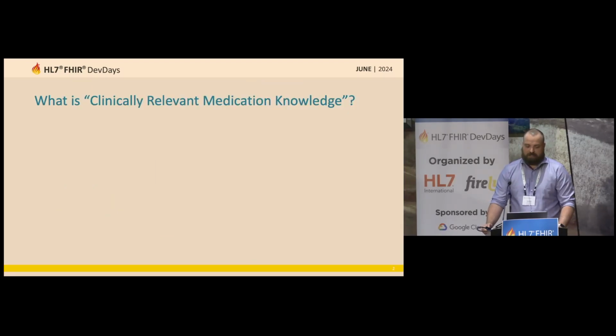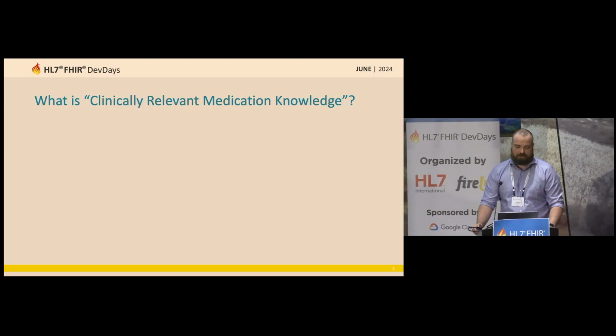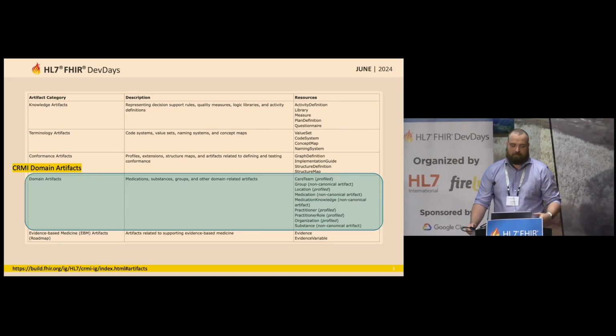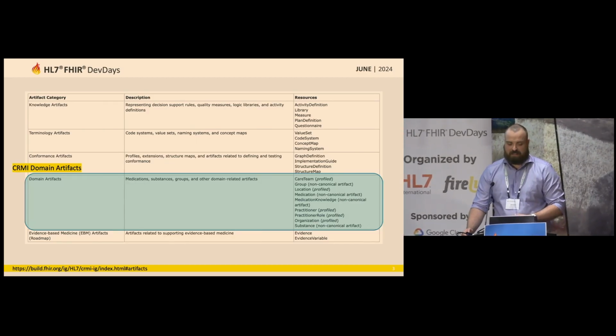And the scope, what I mean by this clinically relevant medication knowledge, it could also be called like clinical particulars of medications. It's part of the CRMI implementation guide, or the Canonical Resource Management Infrastructure implementation guide, which has these sort of context-free resources or definitional resources that don't really relate to any given patient, but instead just model knowledge. So there's this section of domain artifacts that also contain medication, particularly the medication knowledge resource there.